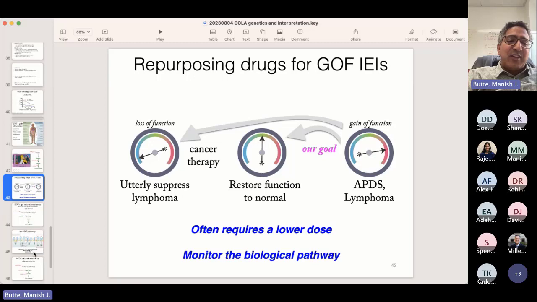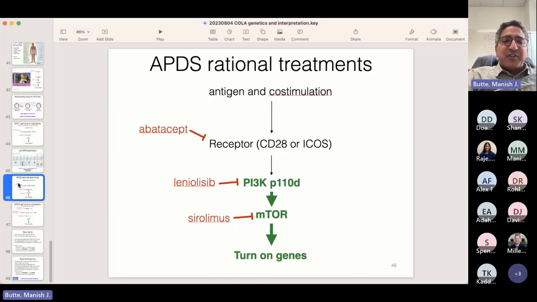Another example is APDS, another gain of function disease. This is a gain of function of the pathway. PI3 kinase p110 delta is downstream of some of the receptors like CD28 and ICOS. And you may want to block the receptors. You may want to block downstream of PI3 kinase. But now we have a targeted therapy called leniolisib that just got its FDA approval a few months ago and allows you to very much target the kinase itself and turn it down, bring it down to normal function.